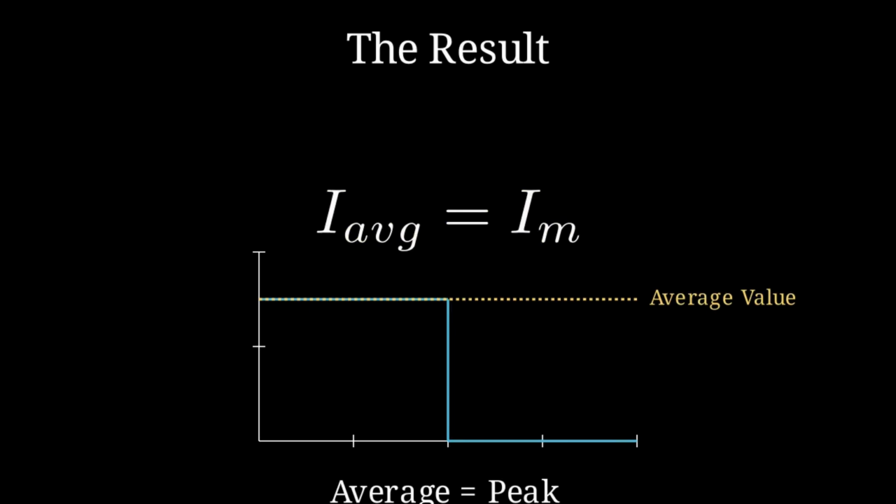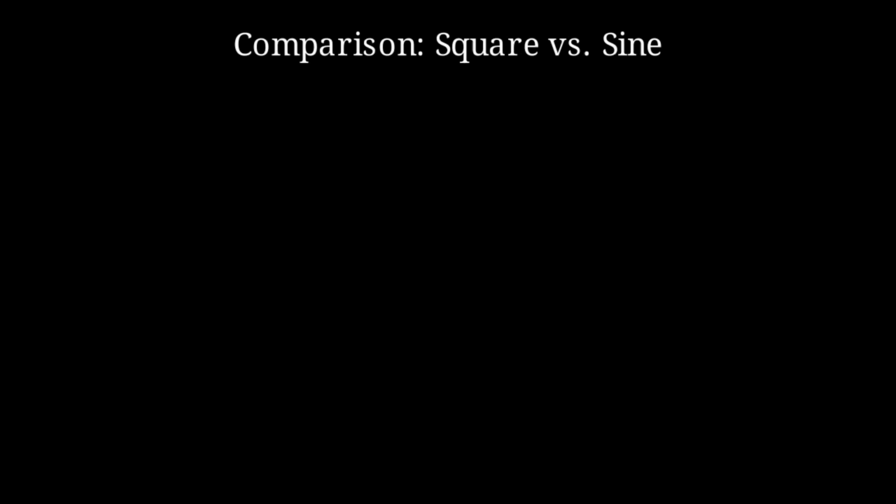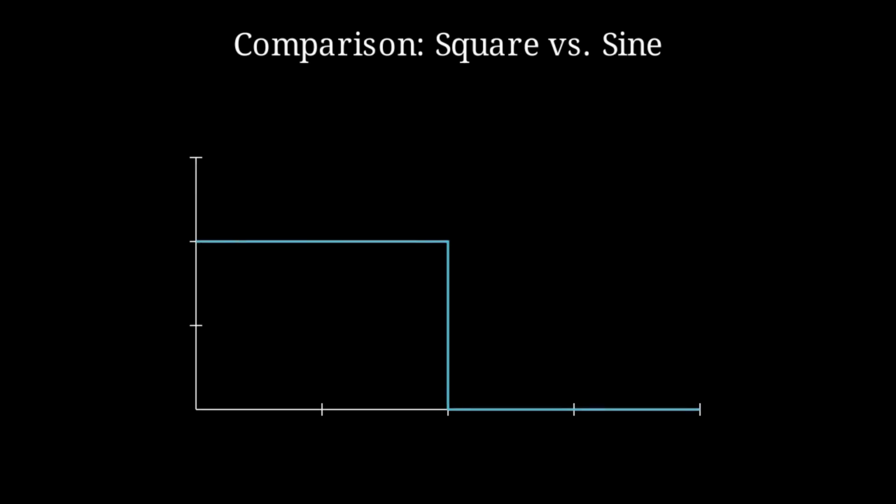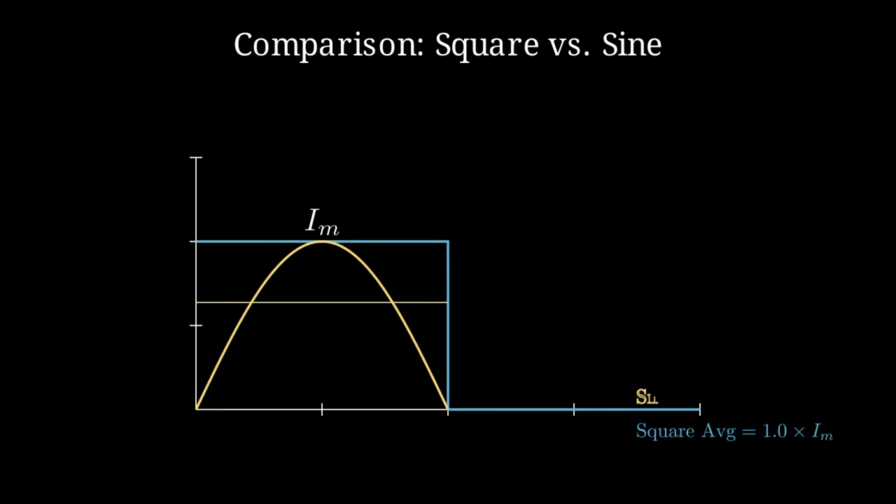This is a unique property compared to sine waves, where the average is lower than the peak. In a sine wave, the current spends very little time at its peak, leading to a lower average. However, a square wave stays at its maximum value for the entire duration of the pulse, maximizing the average current.